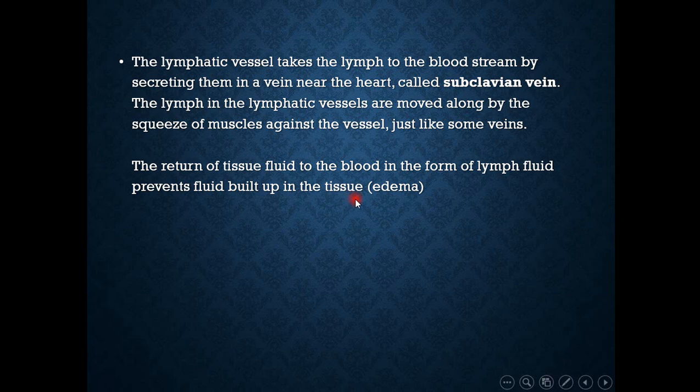Okay, the return of tissue fluid to the blood in the form of lymph fluid prevents fluid build up in the tissue, which is edema. You have seen elderly patients who sometimes have edema, swollen legs, sometimes because the lymphatic system is not working well.